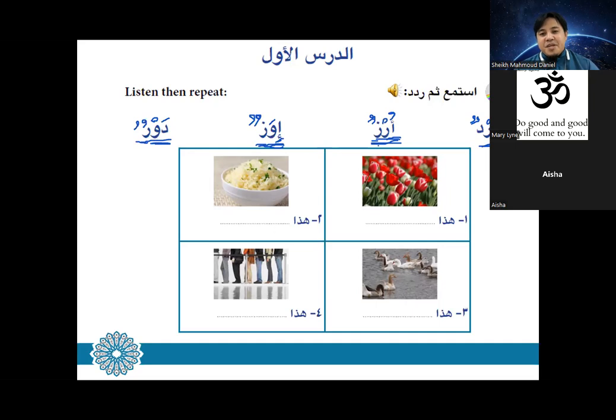Wardun, say it after me. Wardun, urzun, iwazun, daurun. Now you can realize the difference between other languages and Arabic. In English, you will find English very different from Arabic. In Arabic, you will read the word according to the consonant and vowel. If the vowel is short, if the vowel is long, just follow the vowel, how we read the Arabic word.